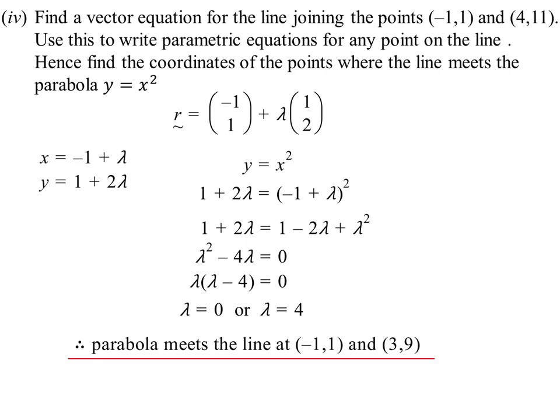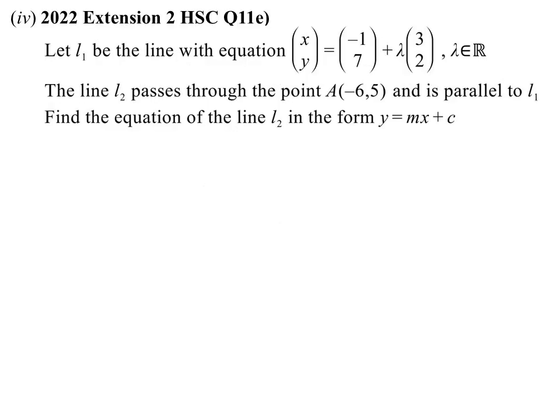But if I sub 4 in, I get 3, 9. There's the other point where it meets. That brings me to last year's HSC. They told us the line was this, and they gave us the vector equation for the line, and they said L2 passes through this point and is parallel. Find the equation of the line.